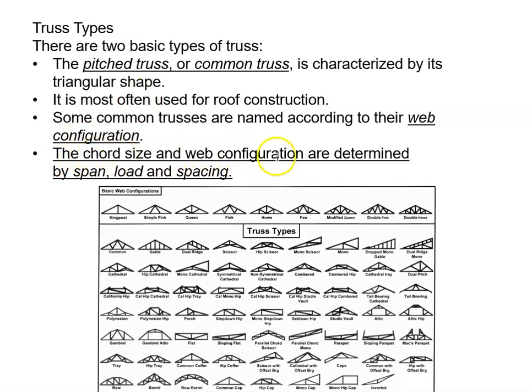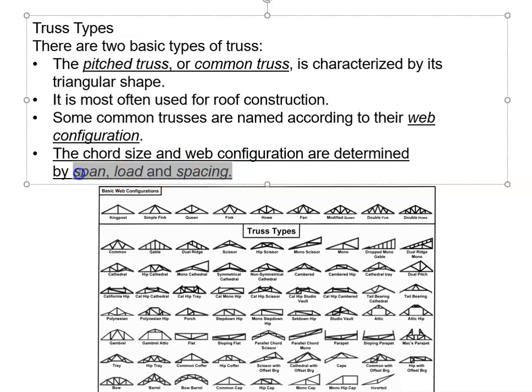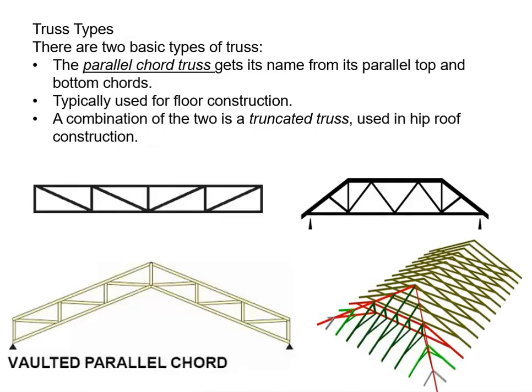The chord size and the web configuration are determined by span, loading, and spacing. That's very important. All right, again, I often kid, but usually whenever the question comes up, how is something determined? The answer is typically building codes, span, load, and spacing. Those are the determining factors.